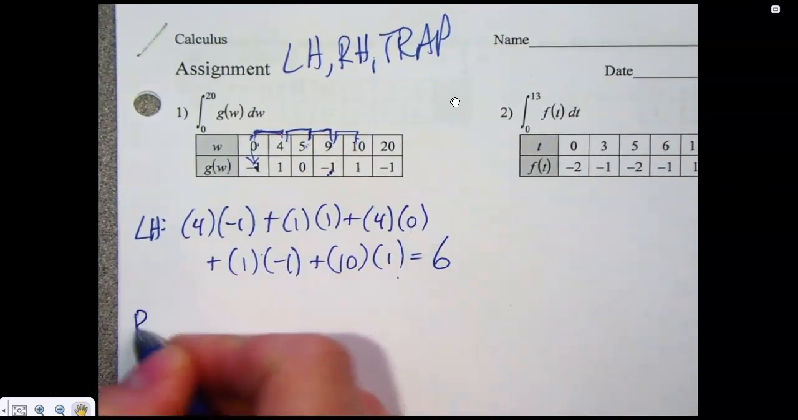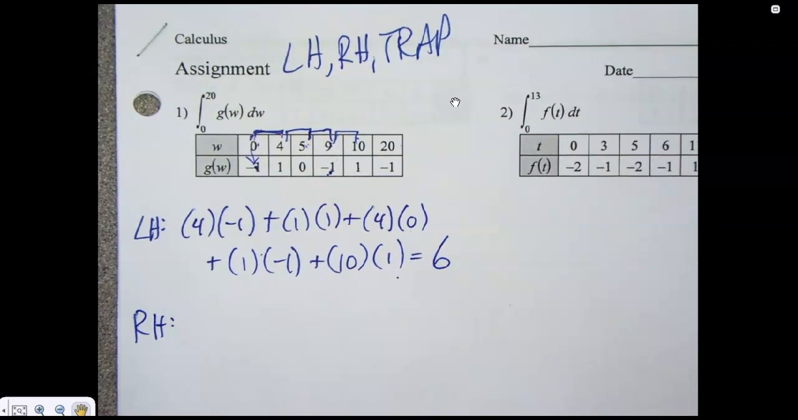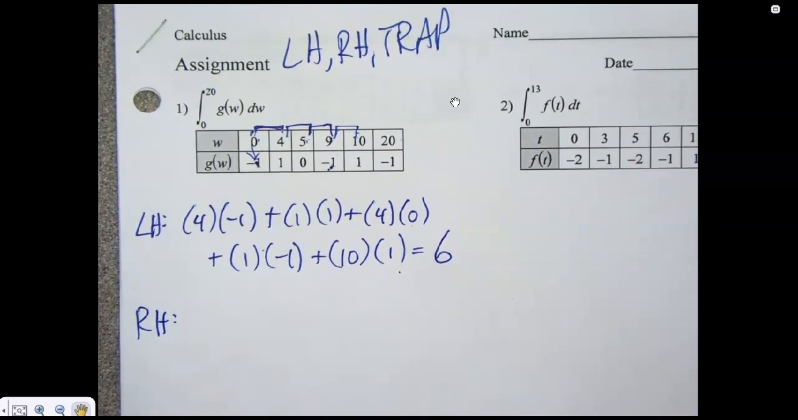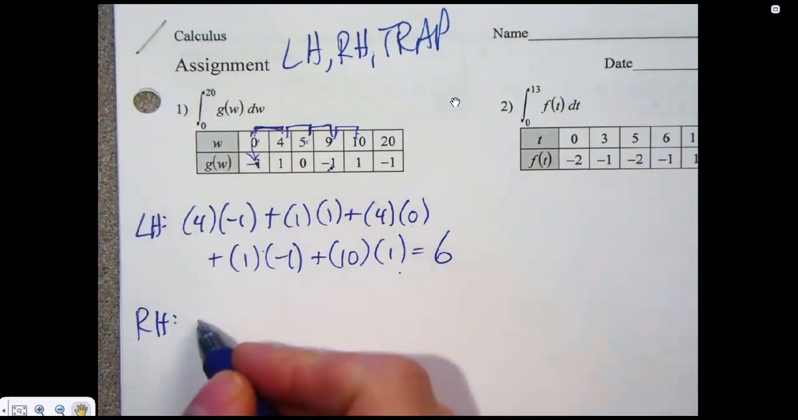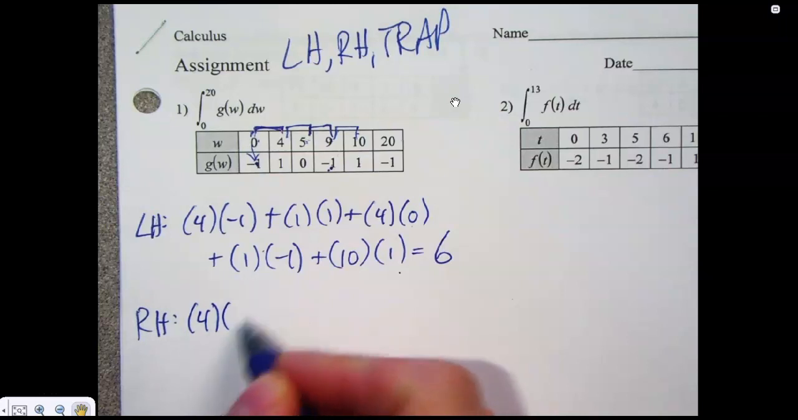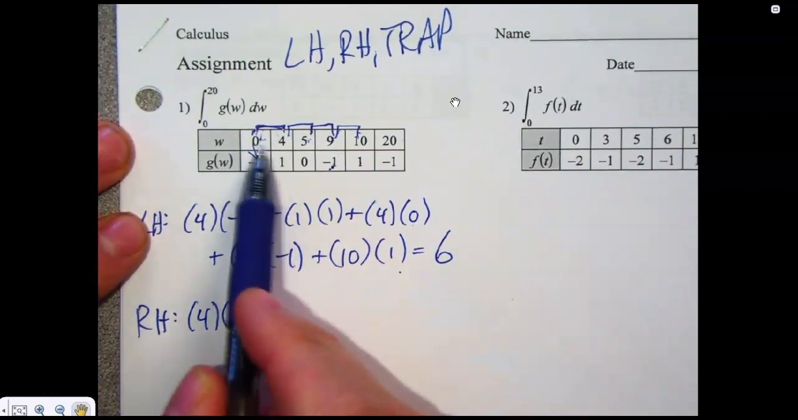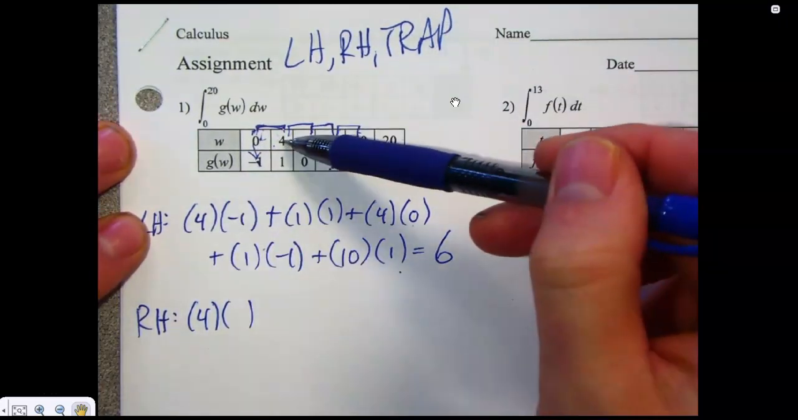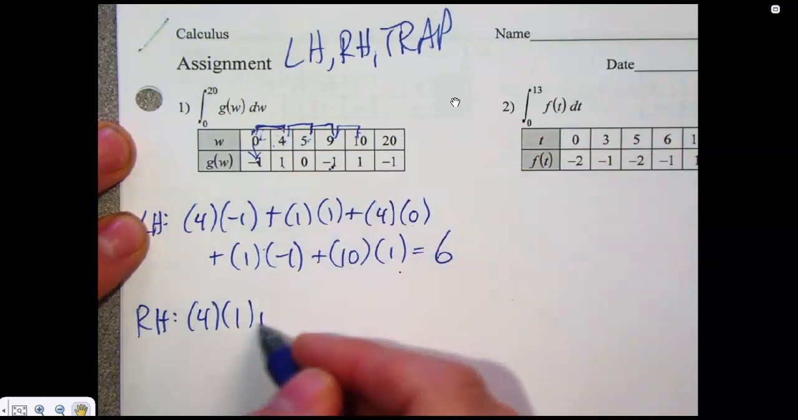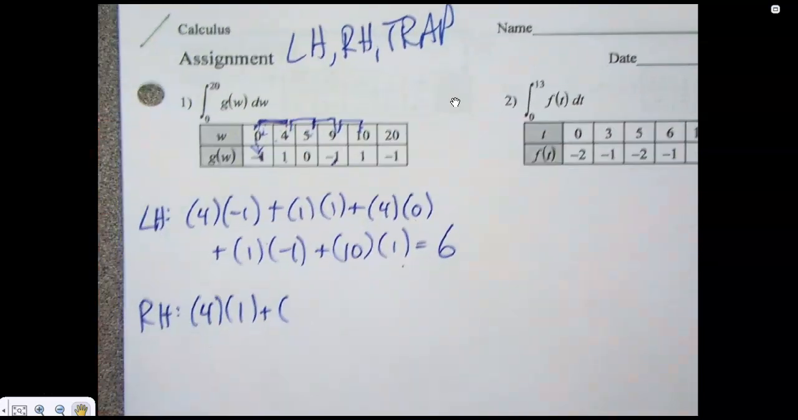Let's do right hand. Similar, except you're determining the y value from the right hand endpoint now instead of the left hand endpoint. So the bases are all the same. The base is still going to be 4 because you're still going from 0 to 4. But now I use the right hand endpoint and pretend that is the y value for that entire base.